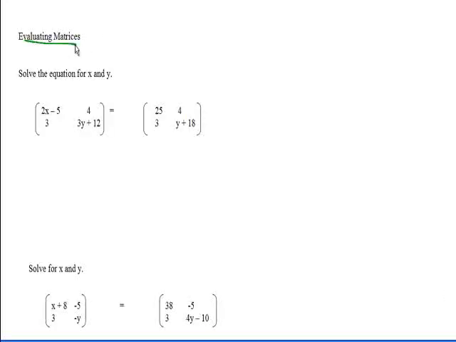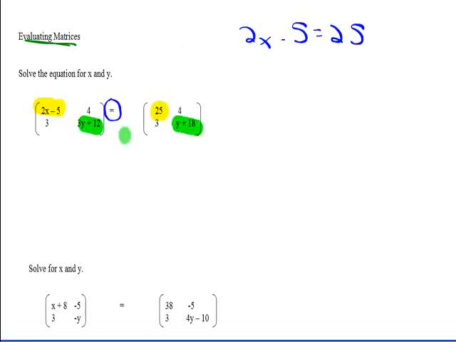Now, evaluating matrices, we can use this for a nice cool little trick if you want to find out what different x's and y's are, and maybe some z's. If they say that our matrices are equal, that means the corresponding elements are equal. So I can find out what x is by setting 2x minus 5 equal to 25. All I'm doing is taking this 25 and setting it equal to here. The other thing I'm going to do is take 3y plus 12 and set it equal to y plus 18.